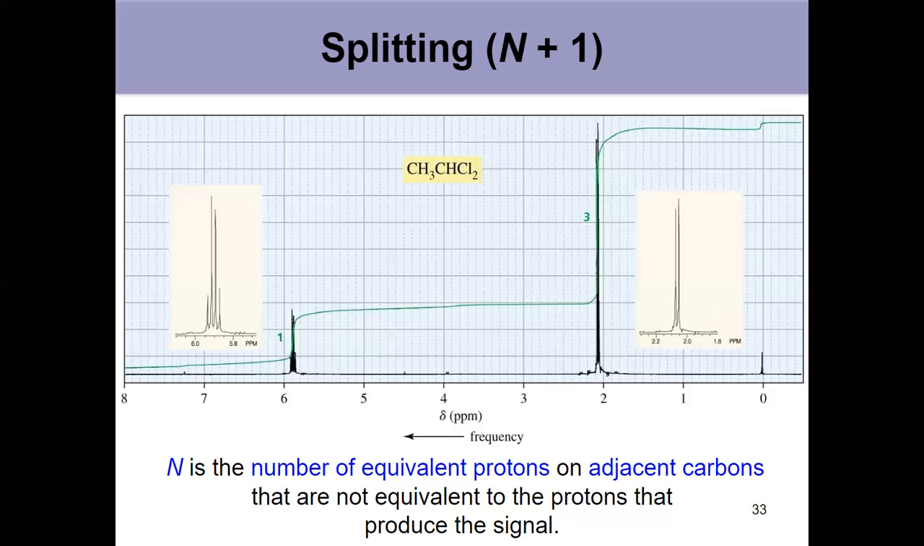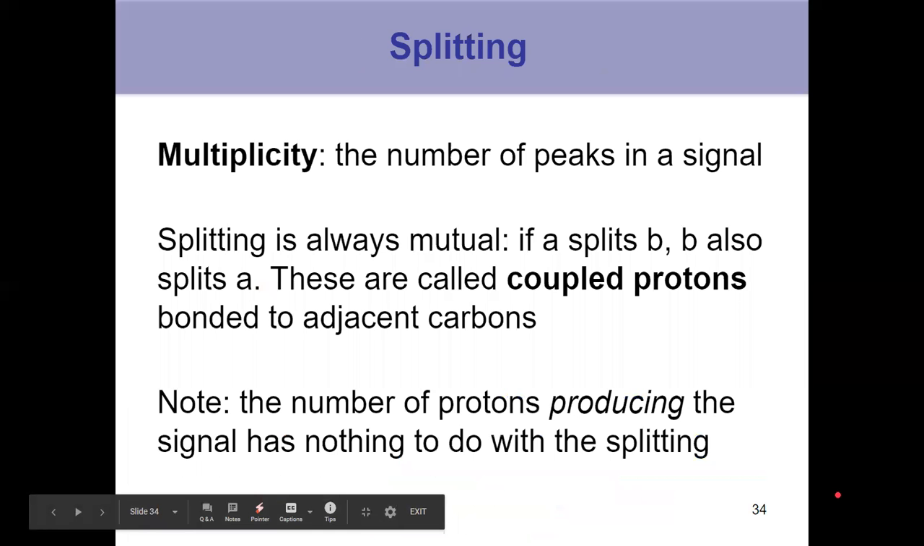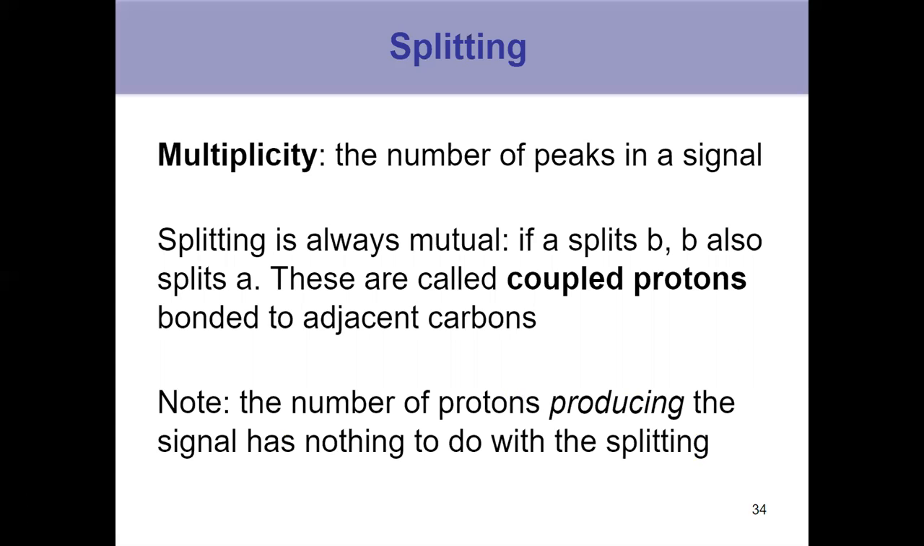Going back, the number of protons that are producing the signal doesn't affect the splitting at all. It's the number of neighboring hydrogens on adjacent carbons, looking both ways, to the left and the right, or top and bottom, depending if we have multiple carbons. Look at all of them. We'll talk about the number of bonds away in just a second.